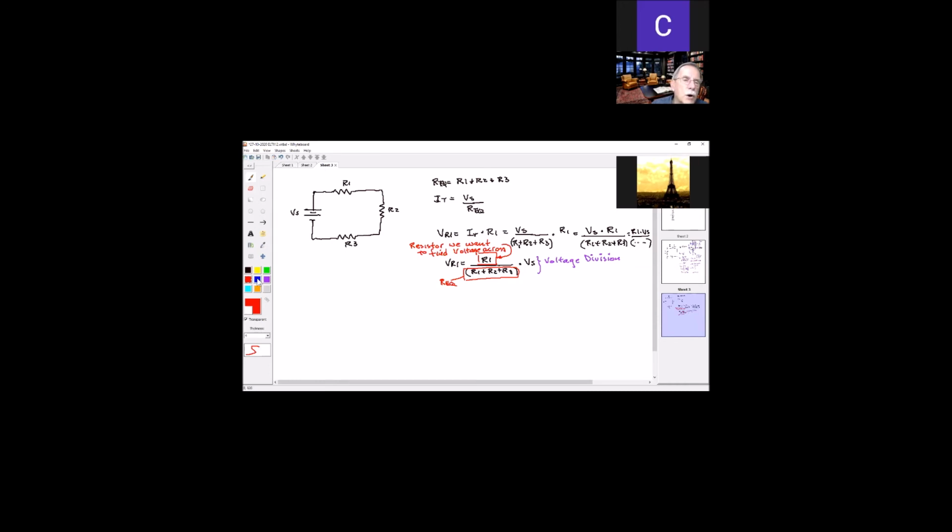So if I wanted VR2, I would say using voltage division, VR2 is just going to be the resistor I want to find the voltage across, R2, divided by the sum of the resistors. Matter of fact, let's leave it the way it is for now. R1 plus R2 plus R3 times VS. And if I wanted VR3, it would just be R3 over this times VS.